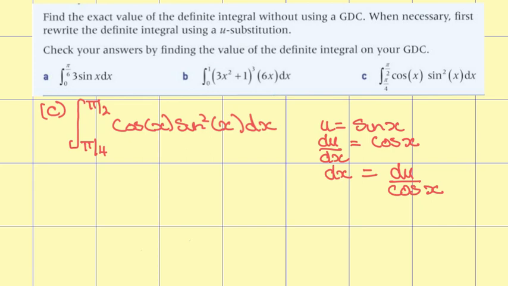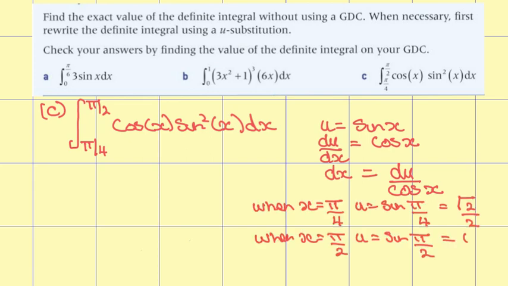Again, because we're going to alter the original equation, we also have to alter the limits. So we're going to substitute pi over 4 and pi over 2 into the equation u equals sine x. When x equals pi over 4, u equals sine pi over 4, which equals root 2 over 2. When x equals pi over 2, u equals sine pi over 2, which equals 1.